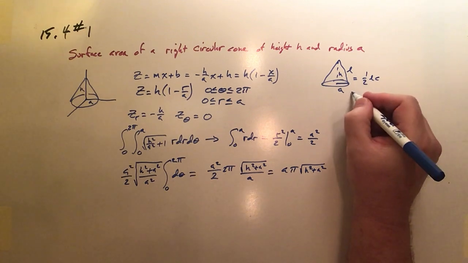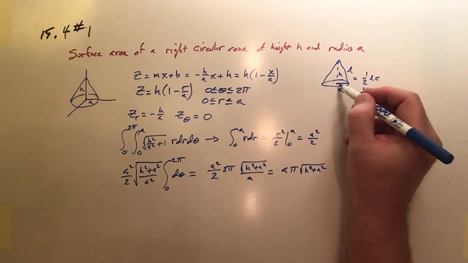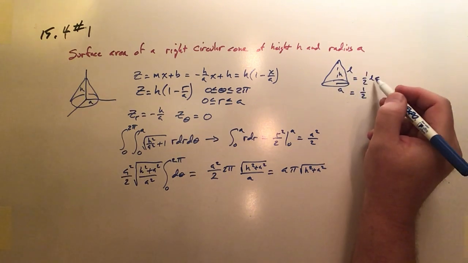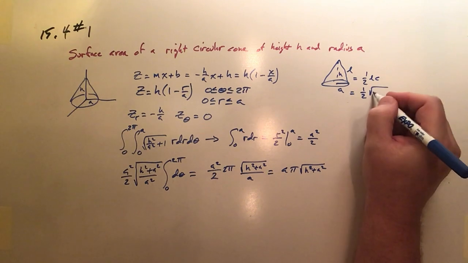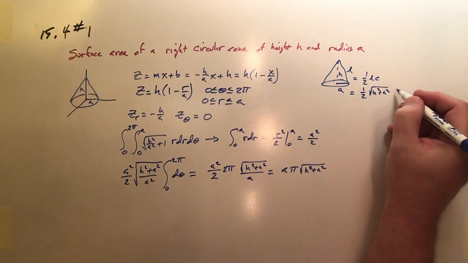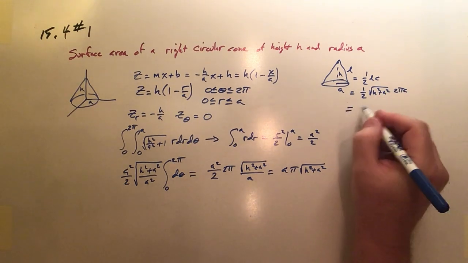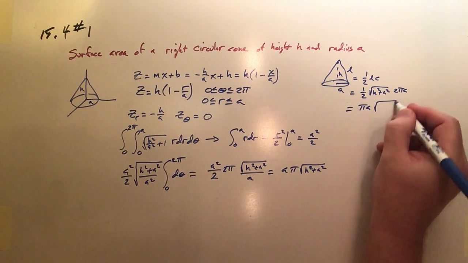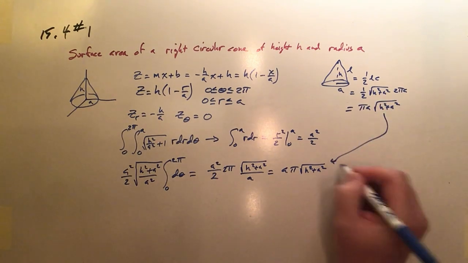And then let's see what that is. So it's 1/2. L would just be the hypotenuse of a right triangle made up from h squared plus a squared. So it's the square root of h squared plus a squared. And then the circumference is 2 pi a. And the 1/2 cancels, and what do you know? It's pi a times the square root of h squared plus a squared. It's nice when things work.